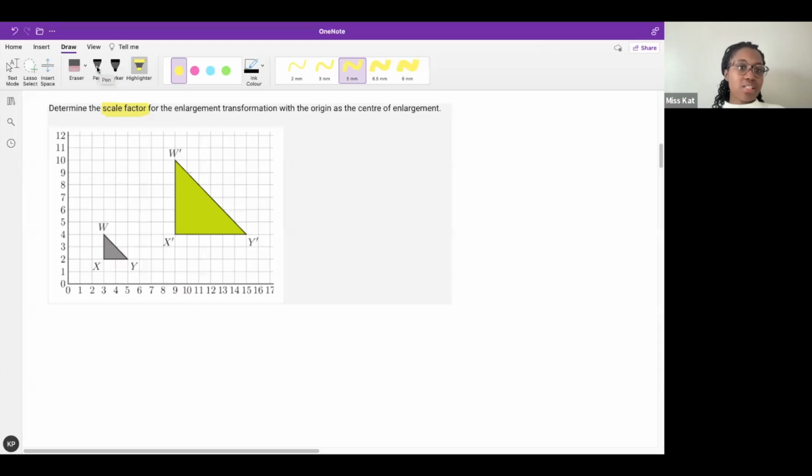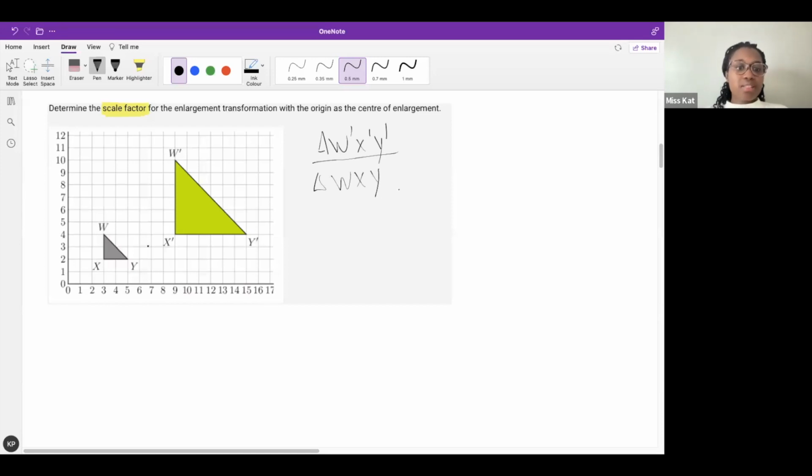Okay, now you guys are going to listen to me. You always take the new triangle. Between these two, which one is the original one? Is it the gray one or the lime green one? It was the gray one. So you're always going to put the sides of the gray one at the bottom. The new triangle, W'X'Y', will be at the top, divided by the original one, which is WXY.